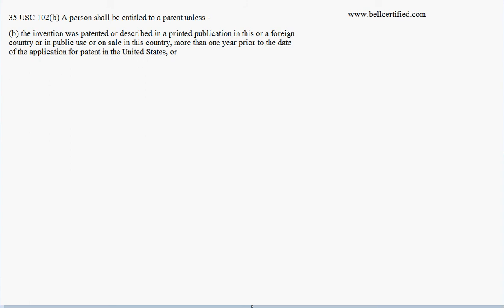Today we're speaking about 35 USC 102(b). A person shall be entitled to a patent unless the invention was patented or described in a printed publication in this or a foreign country, or in public use or on sale in this country more than 1 year prior to the date of the application for patent in the United States.